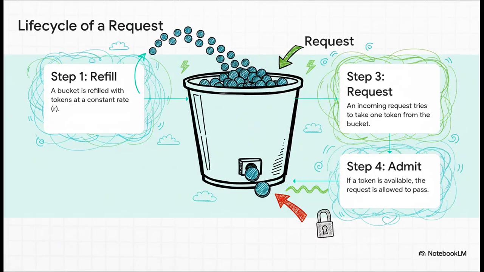Okay, so let's follow a request on its journey. First, imagine you have a bucket. This bucket is getting filled up with tokens at a nice, steady, constant rate. Now, when a new request comes in, it has to grab one token to get through. If there's a token, great, the request passes. But if the bucket is empty, sorry, the request gets rejected or maybe has to wait. It's that simple. And the size of the bucket, that's your burst capacity. How many requests can flood in all at once?